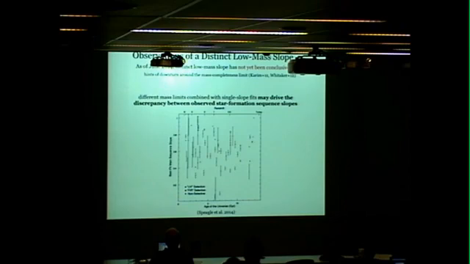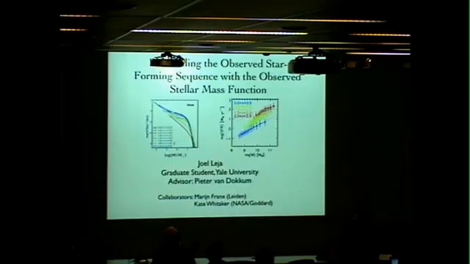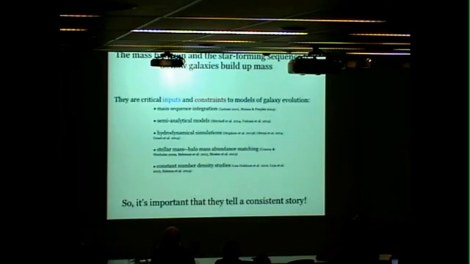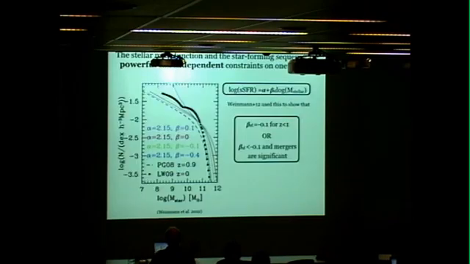Okay, so thank you, Joel. And specifically, I want to talk about basically what can we learn about the star-forming sequence from looking at the evolution of the mass function. Right? And so basically, the mass function and the star-forming sequence both tell us how galaxies build up mass. They're kind of fundamental observables of galaxy evolution. And they're also critical inputs and constraints to models of galaxy evolution. These things are sort of central to main sequence integration, to semi-analytical models, to hydrodynamical simulations, to abundance matching, which goes to first order primarily through star formation.